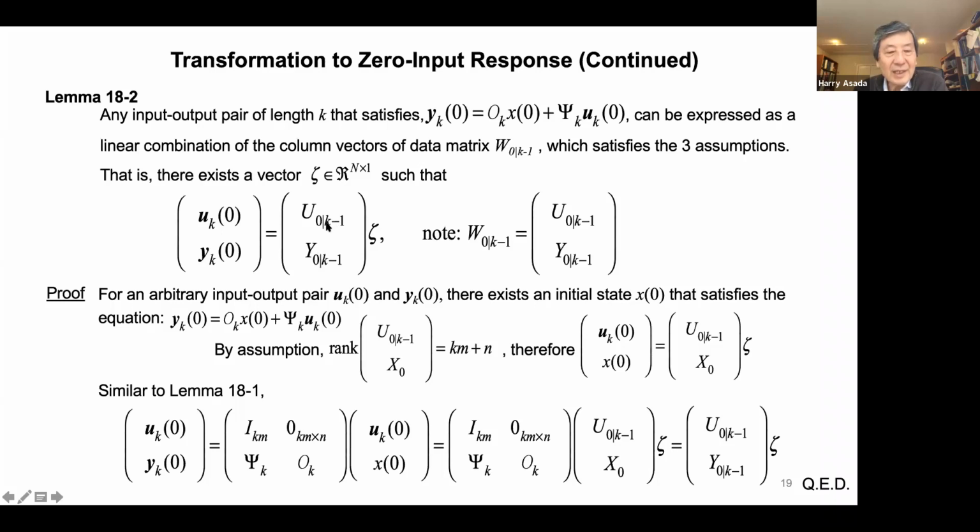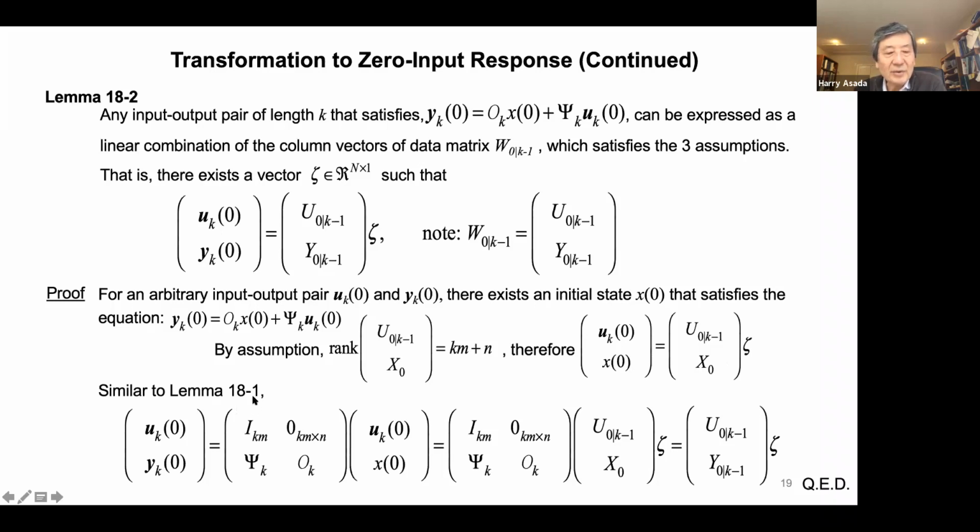So if that is the case, maybe in this one we need a little bit of proof for an arbitrary input UK, YK that exists in initial state X that satisfy these conditions, and so you can write this, and therefore this, because this guy is full rank, right? Full rank, this guy should be represented by this.